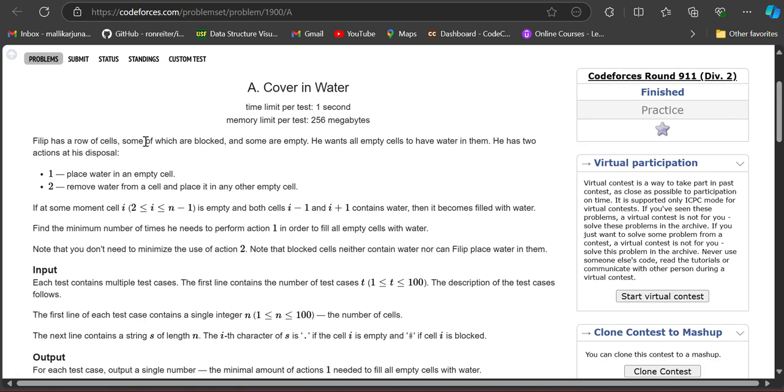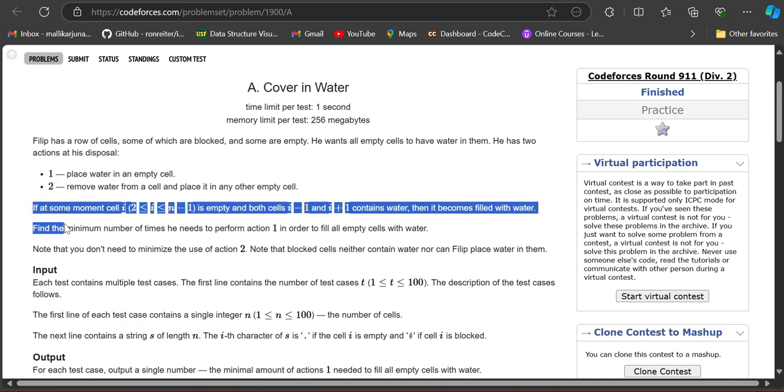Philip has a row of cells, some of which are blocked and some are empty. He wants all empty cells to have water in them. He has two actions at his disposal. One, place water in an empty cell. Two, remove water from a cell and place it in any other empty cell. So he has to remove water from a cell and he can place that removed water into another empty cell.